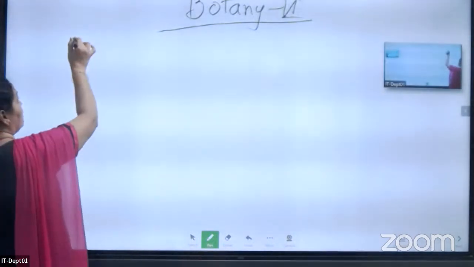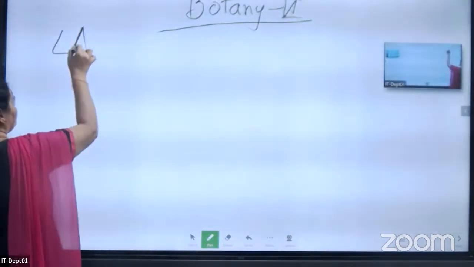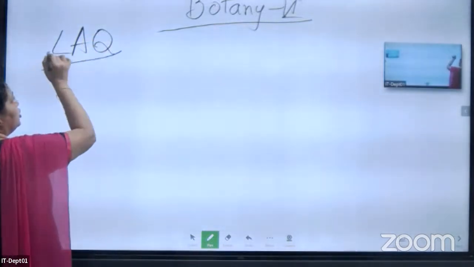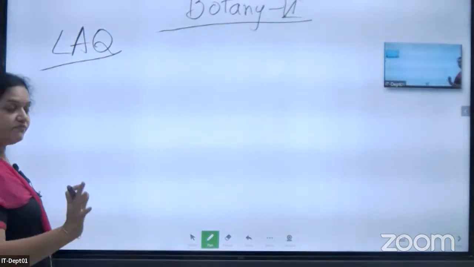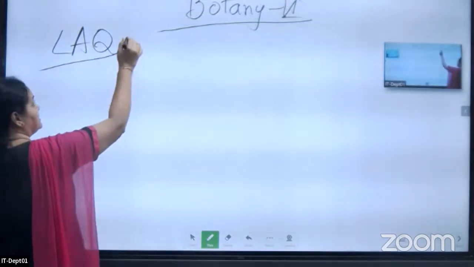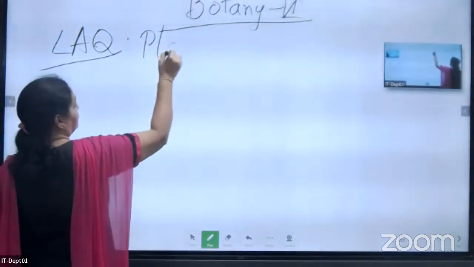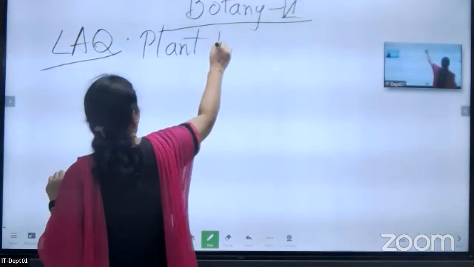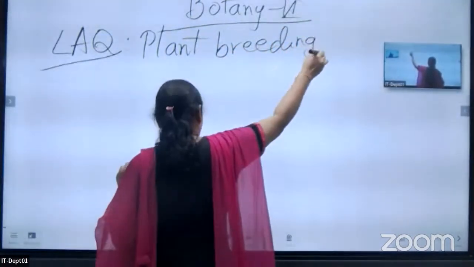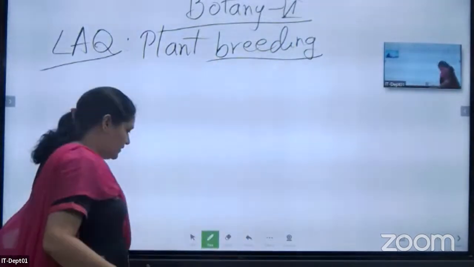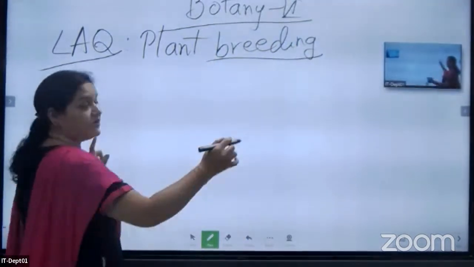So first of all, what we are preparing is the LAQ of the 13th chapter, that is strategies for enhancement of food production. That is the chapter name. In that, the first question is plant breeding. This is the LAQ question.